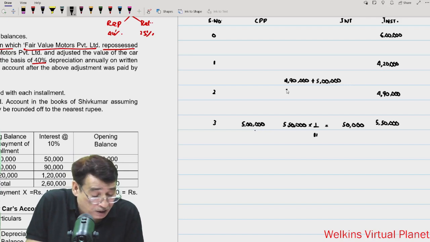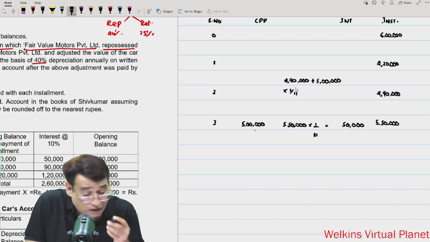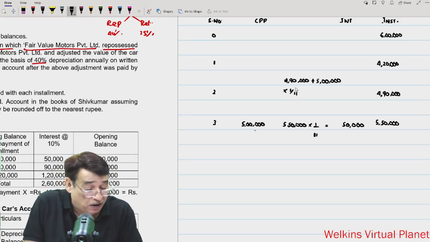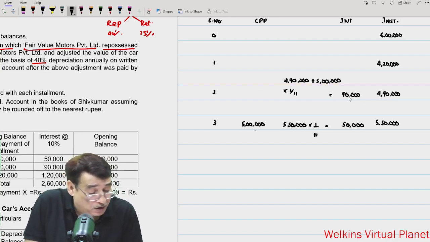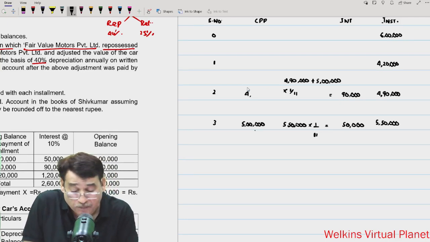Now, after adding it, you multiply it with 1/11. That is 9,90,000. 9,90,000 into 1/11 will be equal to 90,000, if I am not wrong. 90,000. So subtract 90 from 4,90,000 to get your cash price portion, which happens to be 4 lakh in this particular case.